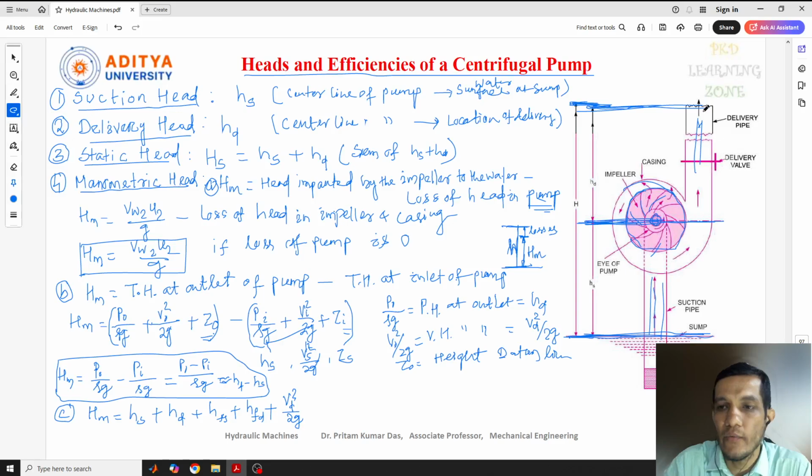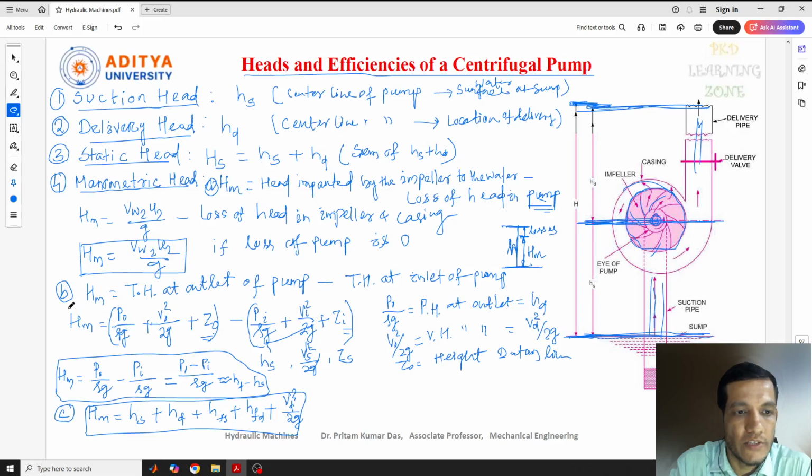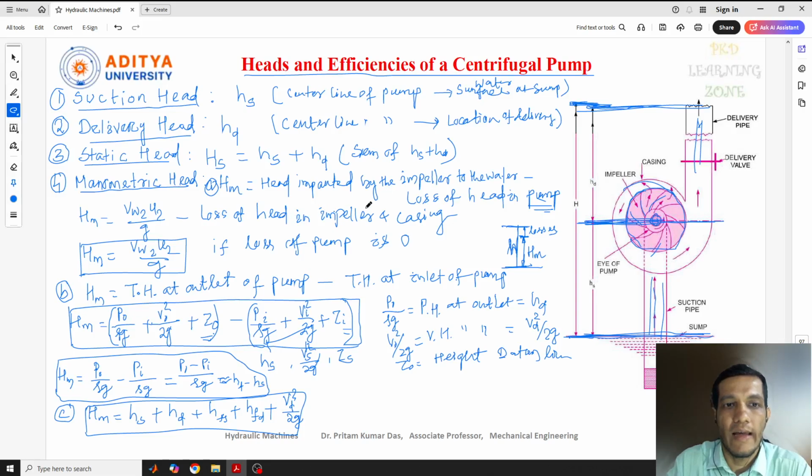At the outlet condition, what losses are there. So this will also be one equation for the manometric head. So these three equations we can remember. They can be used when some kind of problem is given to solve. Yeah, this is one, this is one, this is one. So these are all the heads of a centrifugal pump.